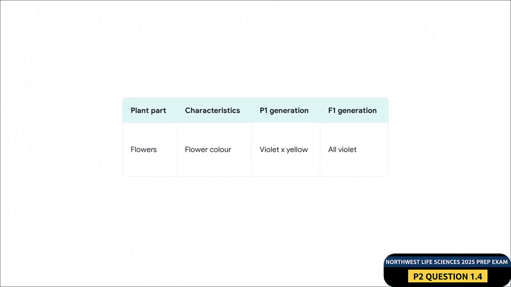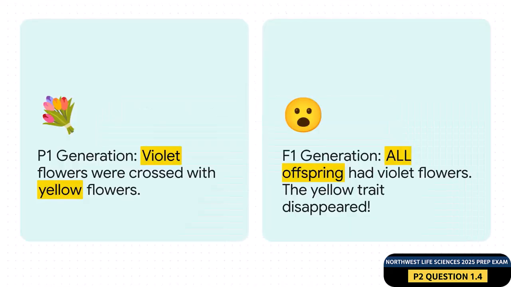So let's zoom in on just one row, flower color. As you can see in the table, in that P1 parent generation, Mendel crossed a violet-flowered plant with a yellow-flowered plant. Now you have to pay close attention to what happens next, in that F1 generation. Look at that. Every single one of the offspring, the entire F1 generation, had violet flowers. The yellow characteristic just vanished.